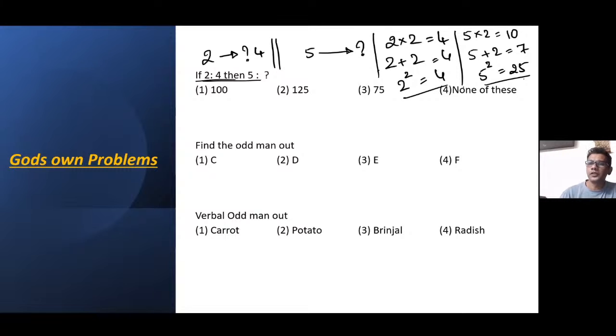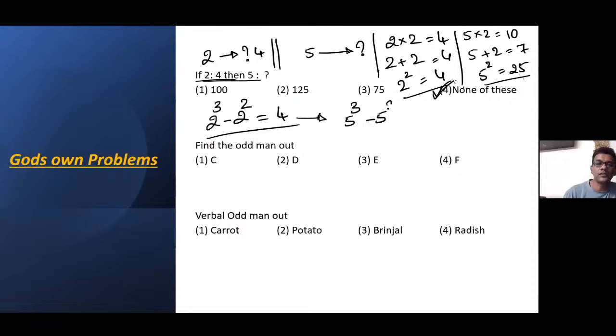Now, since there are no options here which fall under the same category, typically most of us will click on none of these. But the point is, have we tried everything that's possible? No. As Manisha said, there is one arrangement which also gives me 4 by using 2. That is 2 cube minus 2 square also gives me 4. So when I use 5 in the same arrangement, what does this give? 5 cube is 125, 5 square is 25, 5 cube minus 5 square gives me 100. So that becomes my answer.